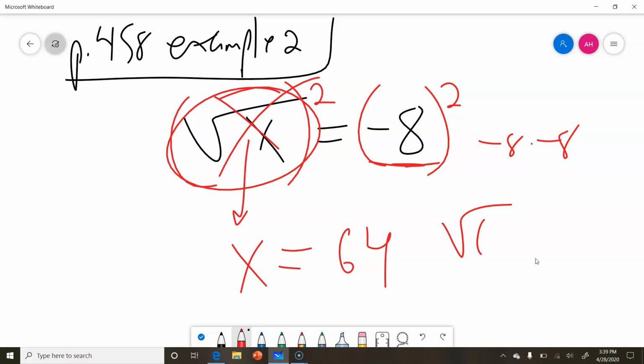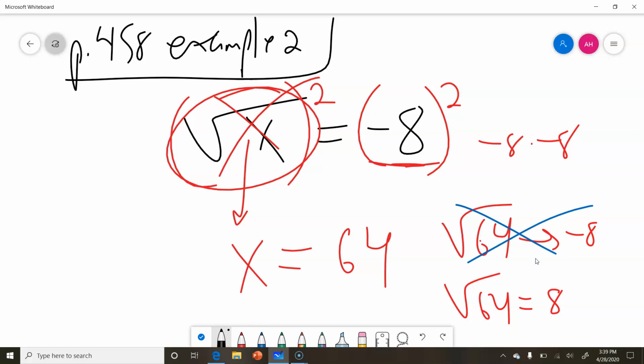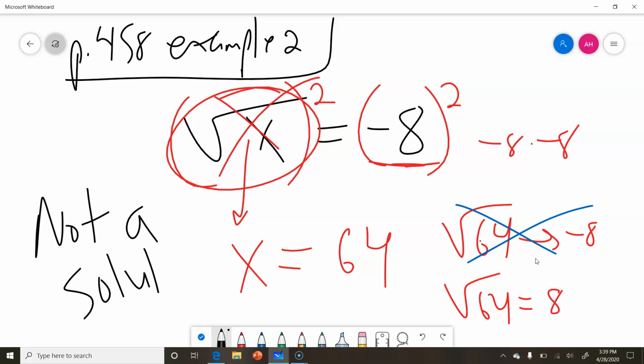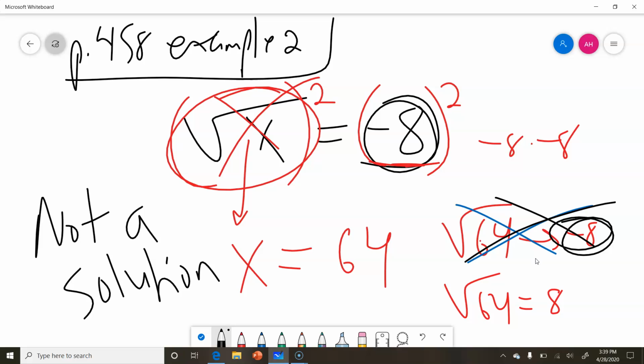Is the square root of 64 negative 8? No, the square root of 64 is positive 8. So this doesn't work. So the real answer here is no solution. There's no way to solve that. We can't have a square root that turns out to be a negative number, right? We can never get that negative 8. It's never going to happen. So that is not a solution.